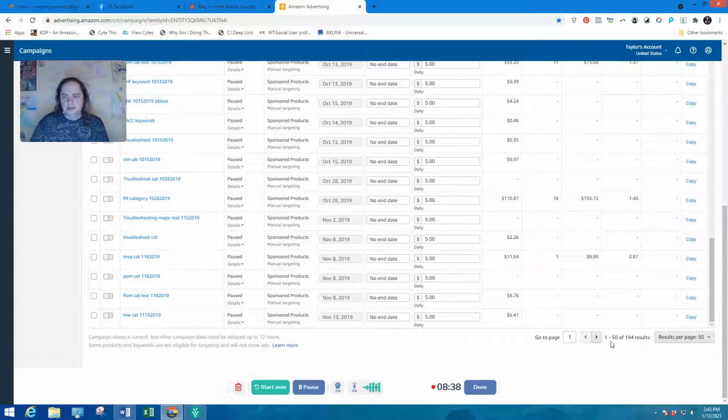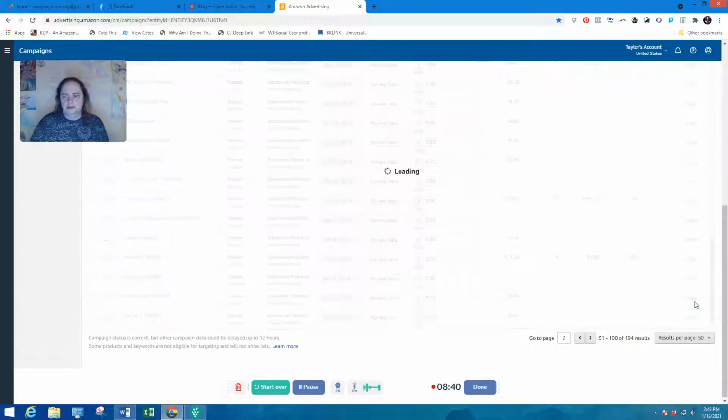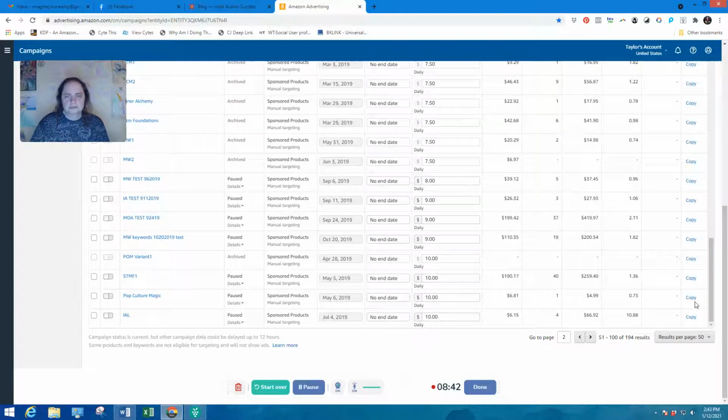Let's go to page 2. So here's page 2. Here's one, Magic of Art Test 9/24/2019. I started that one probably after the other one. I had a spend of $199.42 for $19.97, not too bad. So you might wonder, why did Taylor turn it off? Well, I kept it on for a while, but at a certain point it started to go down.